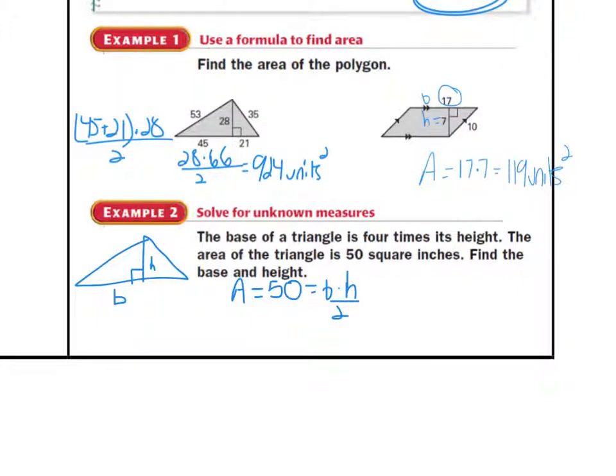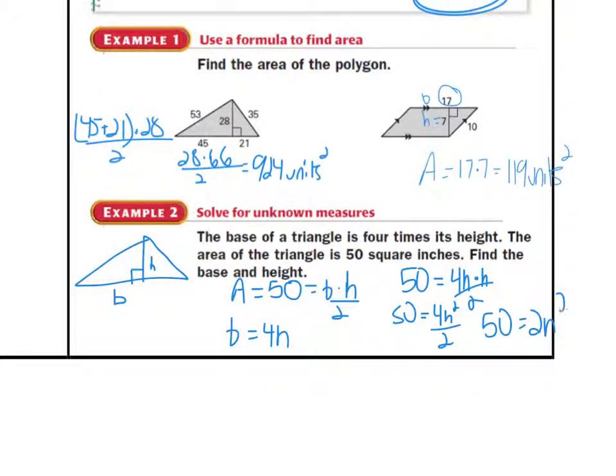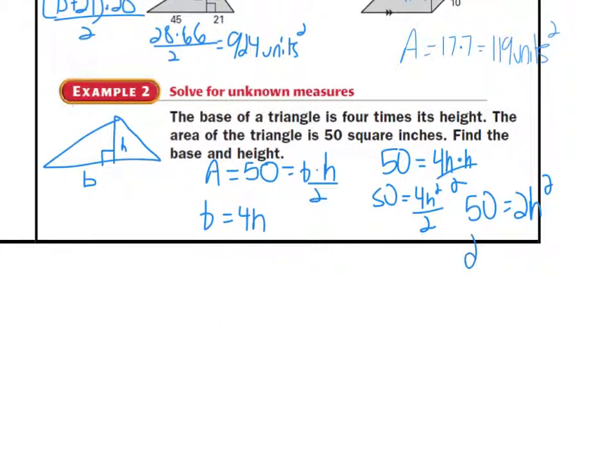And I know that the base is 4 times the height. So the base is 4h. So I'm going to use substitution to plug in and solve. So I would have 50 equals, and instead of base, I'm going to write 4h times h over 2. So 50 equals 4h squared over 2. That's the same as 50 equals 2h squared. So if I divide both sides by 2, I would have 25 equals h squared.